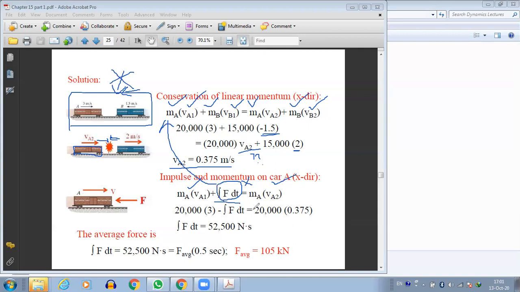Before moving forward, do you understand this point or not? Is this point clear? Doctor? Yes. If I take B, is it okay? It's okay, because both forces will be the same. If you take B, no problem.